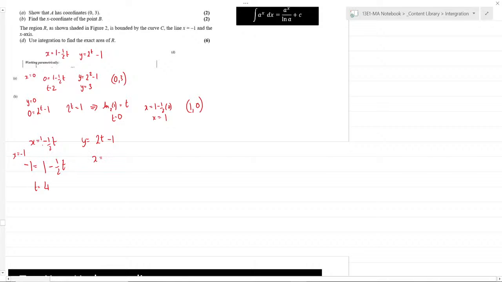When x is equal to 1, it's going to be 1 is equal to 1 minus a half t. Take that over, bring that back. It's going to be t is equal to 0. Now, just before I continue, what do you notice about that? Is there something in particular that we need to spot there?